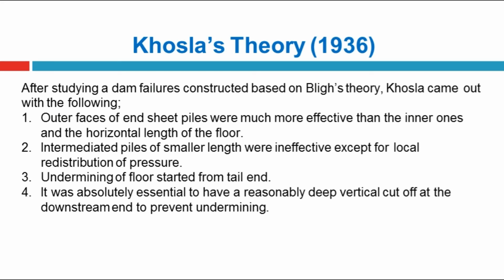After studying dam failures constructed based on Blix theory, Khosla came out with the following. Khosla gave some different assumptions with respect to Blix theory. Blix theory became an accepted theory for design of irrigation structures on permeable foundation from 1910 onwards. A number of structures were designed on the basis of this theory, some of which remained stable while others gave trouble or failed in 1926-27.